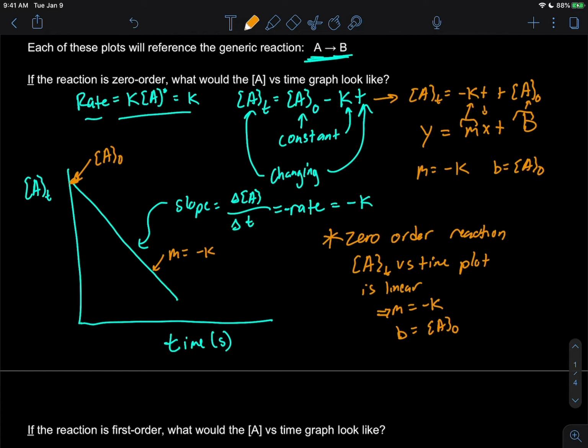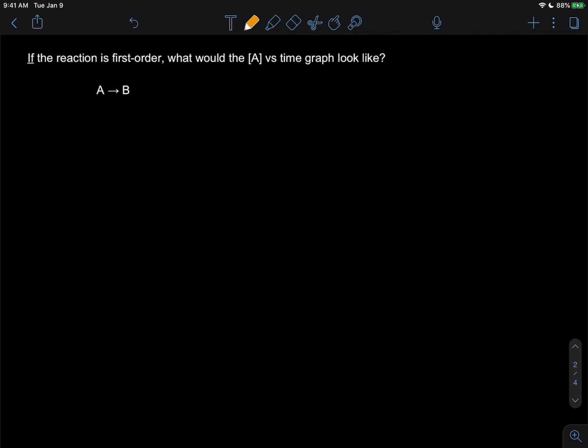Again, there's no dependence on concentration. The rate is constant. So now let's look at the possibility: what happens if this is first order? First order would be rate equals k times the concentration of A to the first power, reminding us that our rate is dependent on the concentration of our reactant. So if our concentration decreases, our rate also decreases.